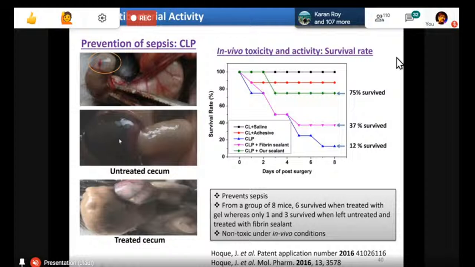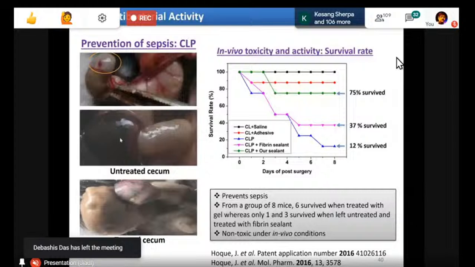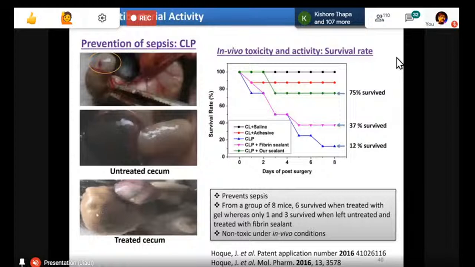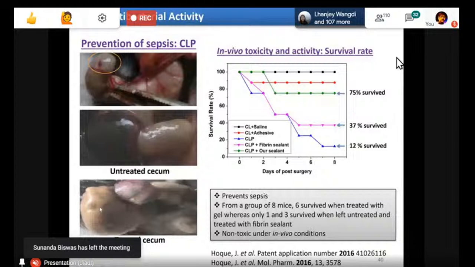Just after 24 hours, the bacteria have come out and infected that area. It has become totally dark and black. And also, in the case of the treated cecum, you see it actually shows the normal color of the intestine. So this clearly tells that this is able to at least prevent the leakage of bacteria and also prevent the initial infection.